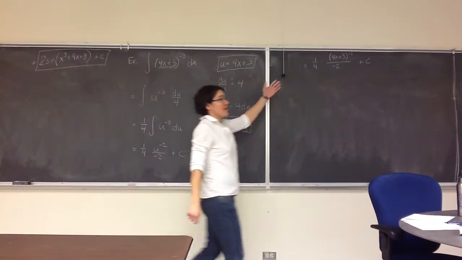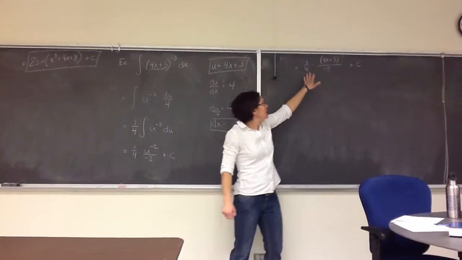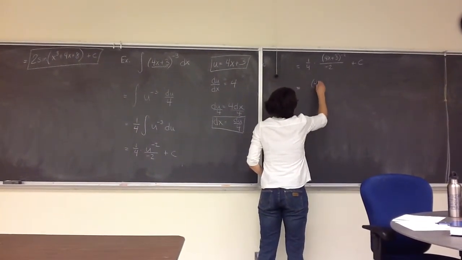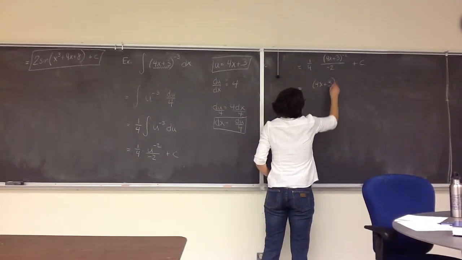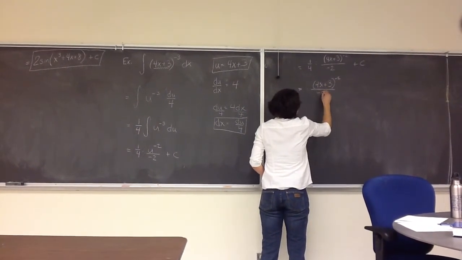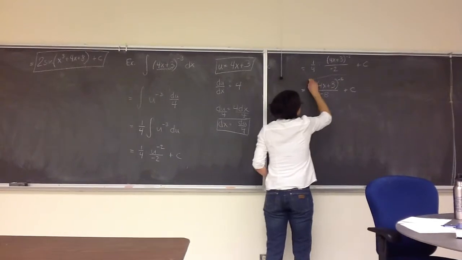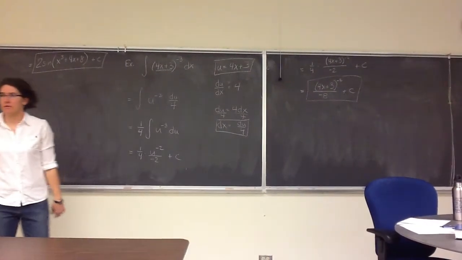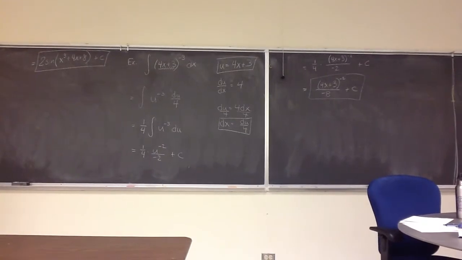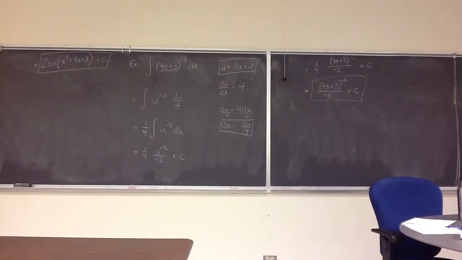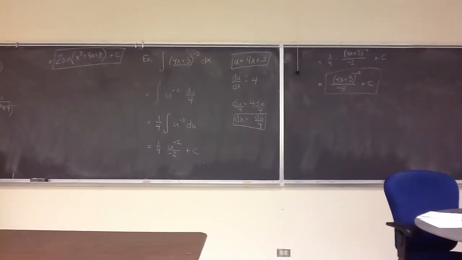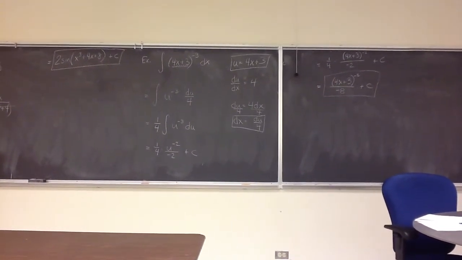And technically, this is a valid final answer. I'm going to clean up the fractions a little bit. And so I end up with 4x plus 3 to the negative 2 divided by negative 8 plus c. Either of those two would be perfectly fine final answers. As would negative 1/8 times 4x plus 3 to the negative 2 plus c. Okay, any questions about that one?